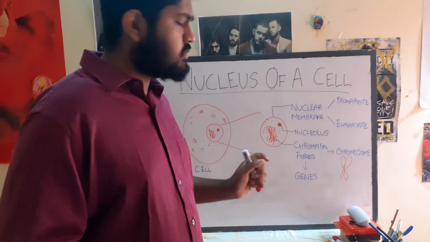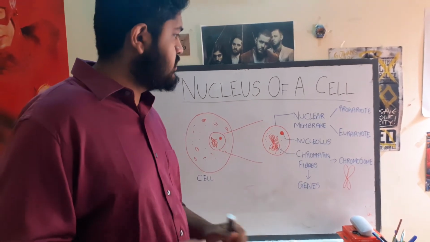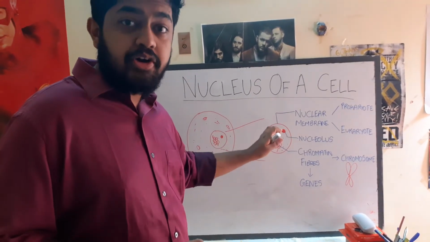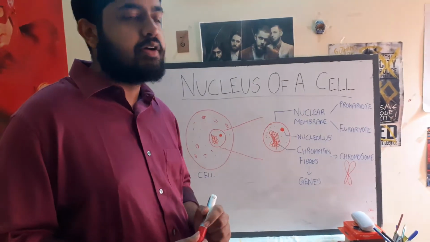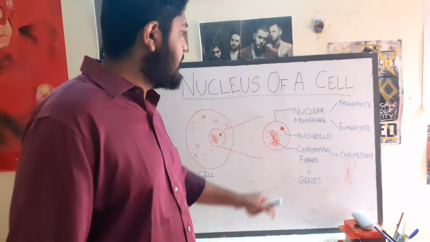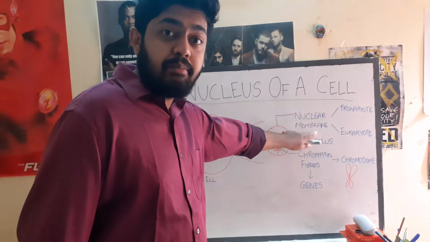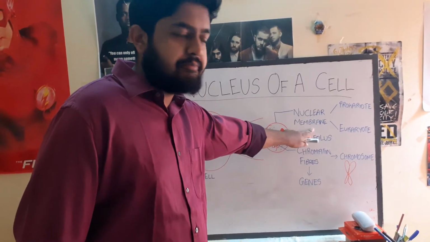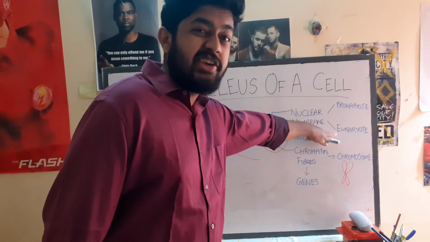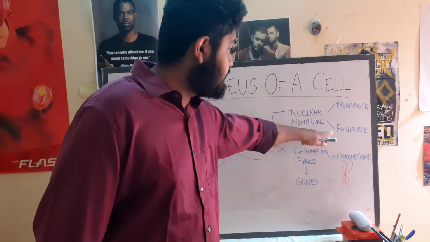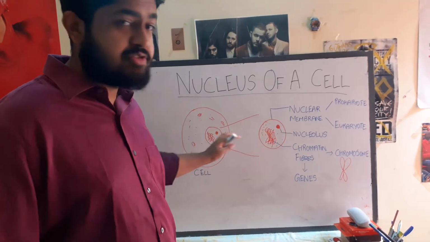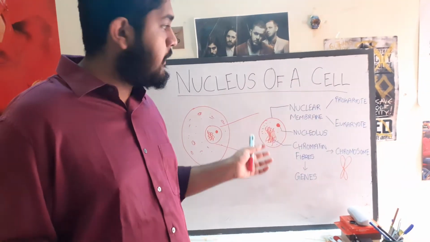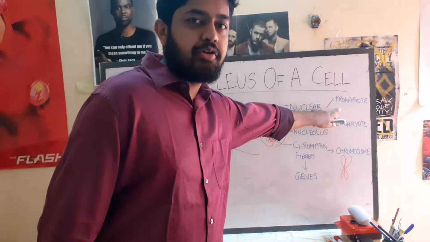Now, this nuclear membrane is very important because it divides cells into different types based on their nuclei. What I mean by that is, if a nuclear membrane is present in a cell, then it's called a eukaryote. If the nuclear membrane is not present at all, if the nuclear contents are just floating around in the cell, then it is a prokaryote.